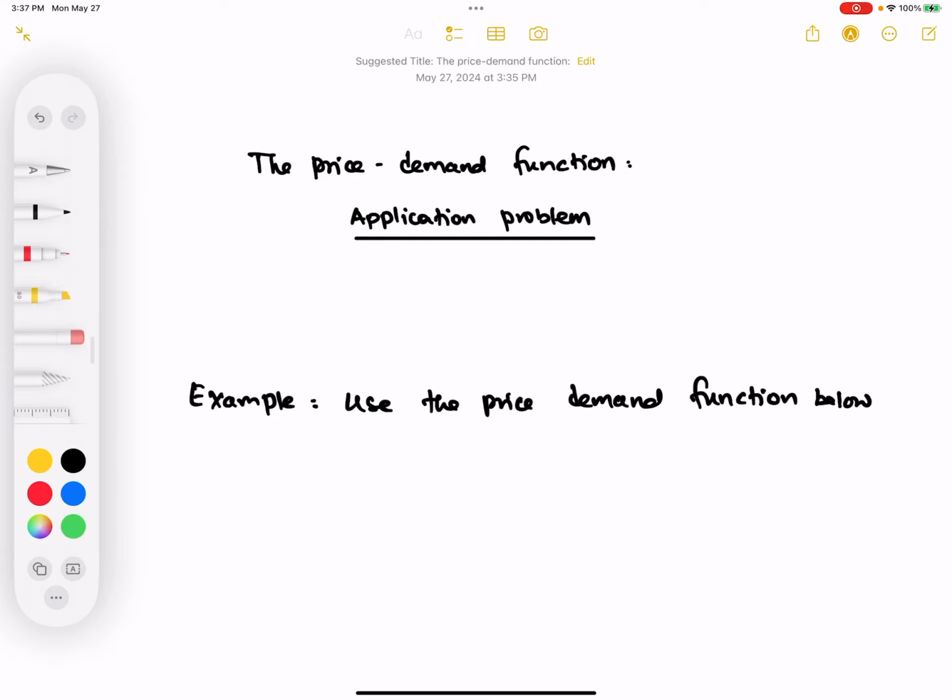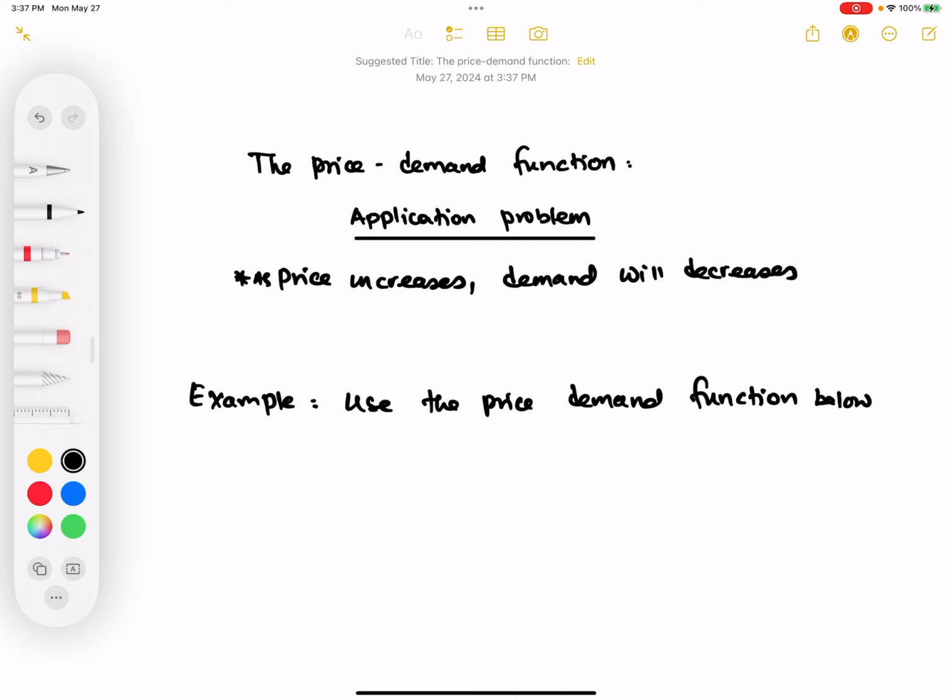All right, let's see an example of the price demand function, which is an application problem for business and economics. So generally in business and economics, price and demand are related inversely. Price increases, demand will decrease. This is one of the economics principles.